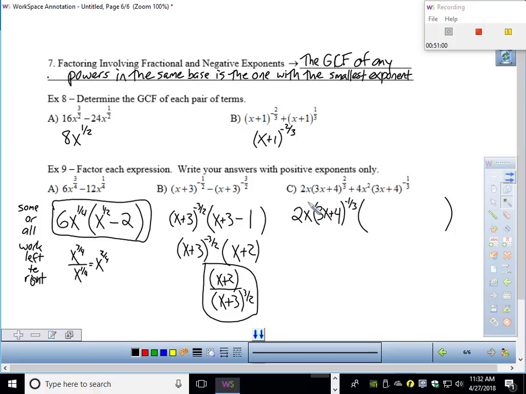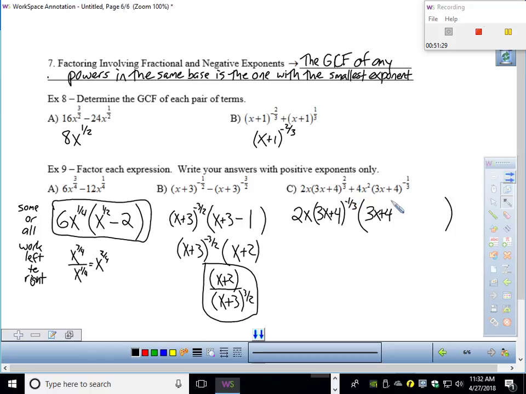Did I take some or all of the x? There it is. I took all of it. So no more x's there. Did I take some or all of the 3x plus 4 to the 2/3? Well, I took some of it out, right? Because I took out to the negative 1/3. I had to the positive 2/3. So what that means to me, everybody, is that there's still some 3x plus 4s inside, because I only took some of these out with this.